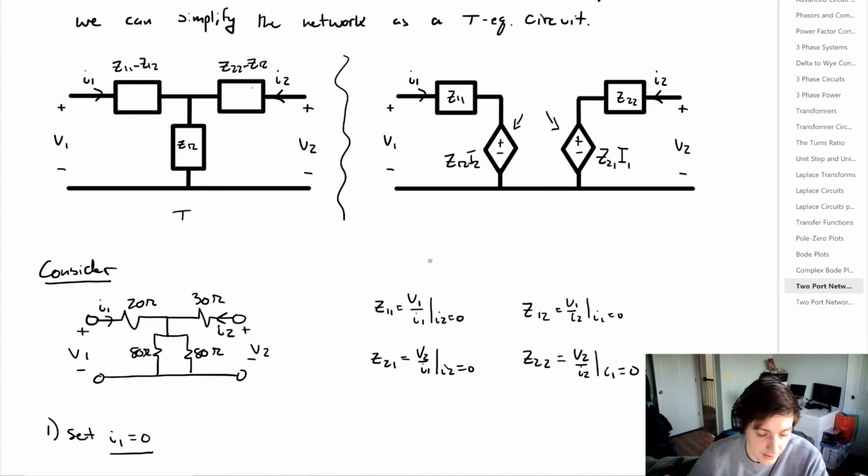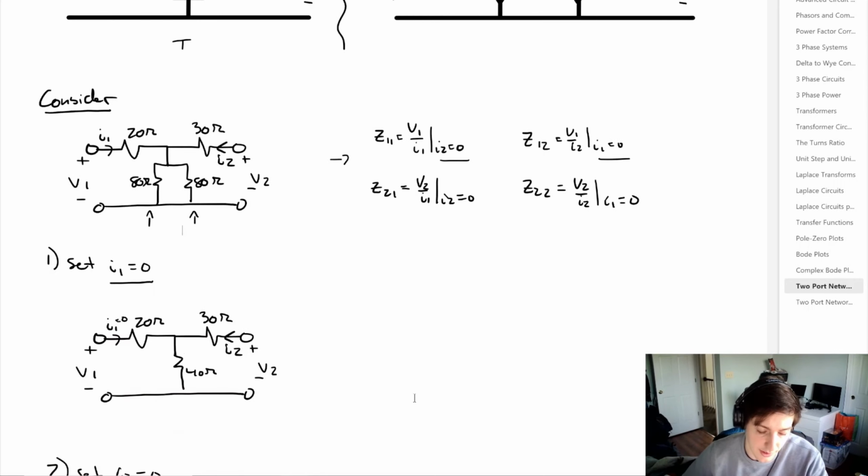So we can consider this example where we have this circuit here on the left. You can see that we have either I2 equal to 0 or I1 being equal to 0, which would mean that we have an open circuit on those terminals, either V1 or V2. So first, we're going to set I1 equal to 0, so we have an open circuit, and we can clean up this circuit a little bit by combining the two 80 ohm resistors here in parallel. So our circuit looks like this, and what we're going to be looking for is Z12, which is equal to V1 divided by I2, when I1 is equal to 0.